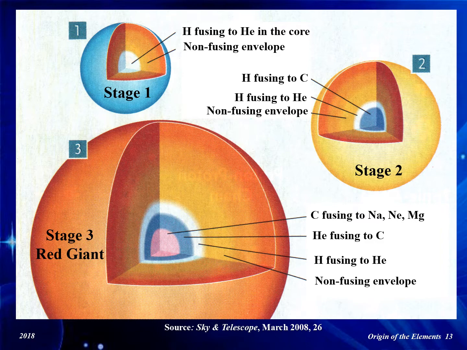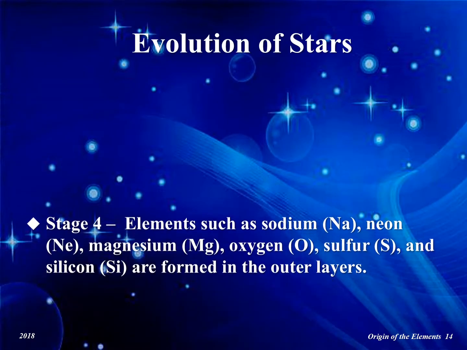In stage 3, on the bottom left, the star forms into a red giant. At this stage, carbon fuses to sodium, neon, and magnesium in the core, while helium fuses to carbon and hydrogen fuses to helium in the zones outside the core. Stage 4 is the final stage.